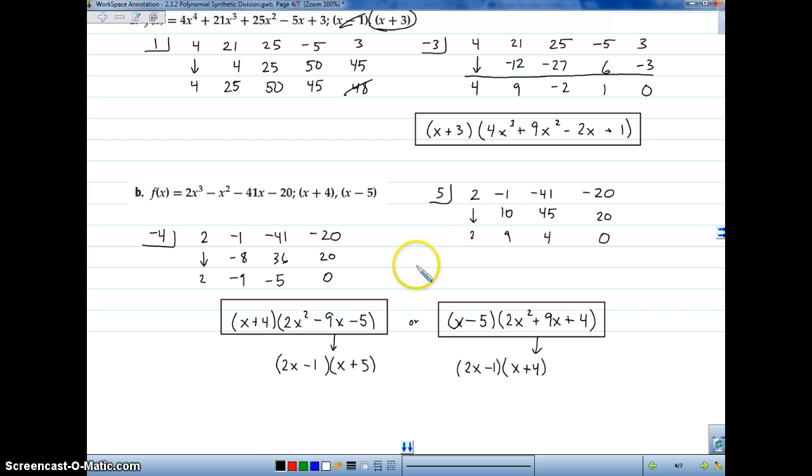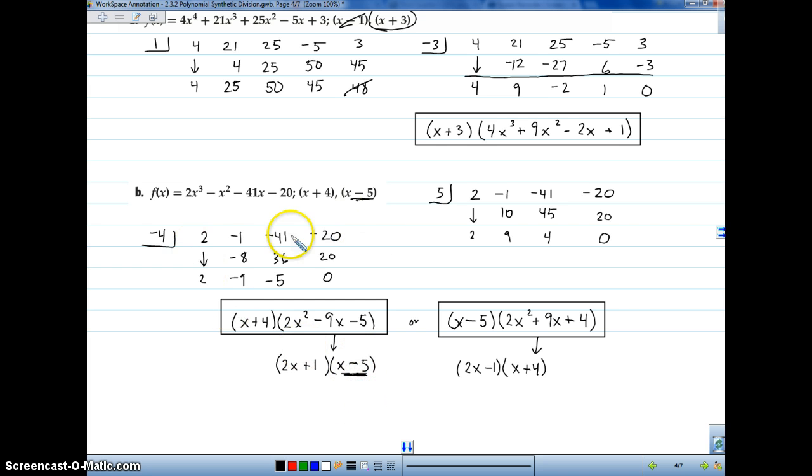I did want to show you, however, that if you wrote the first one with negative 4 in factored form, you got x plus 4 times 2x squared minus 9x minus 5. Now if we factored that further, the 2x squared minus 9x minus 5 would factor to be 2x minus 1 times x plus 5. Whoops, wait a second, did I do that wrong? This should be negative 5 here, and positive 1. There's the x minus 5 that we should have had from the beginning.